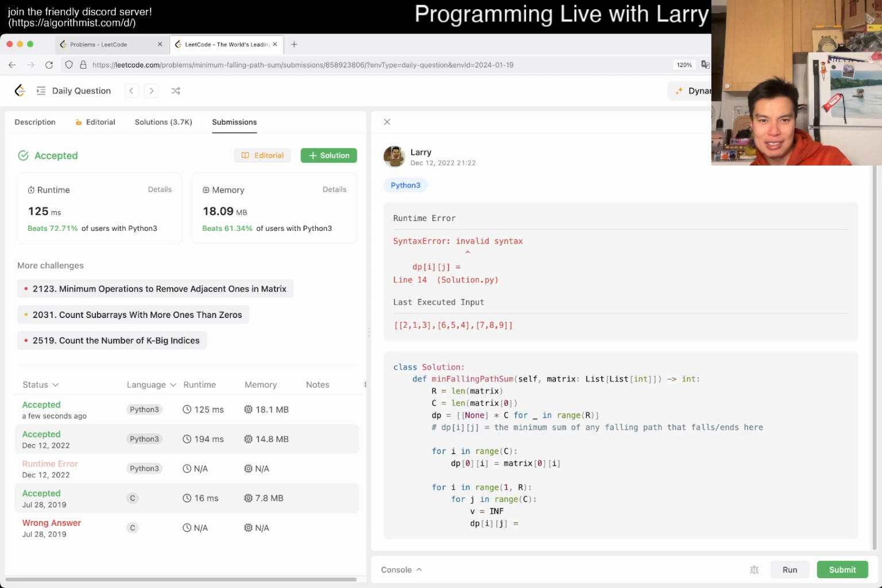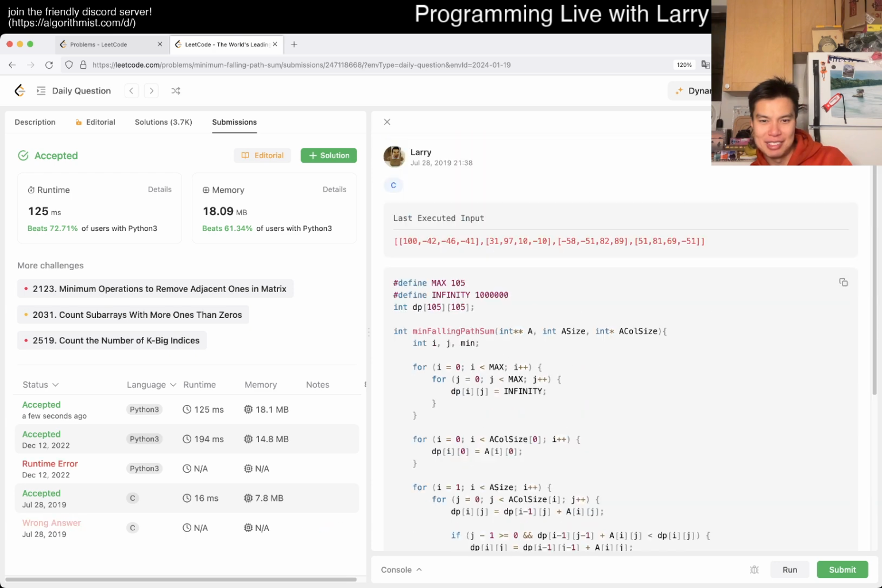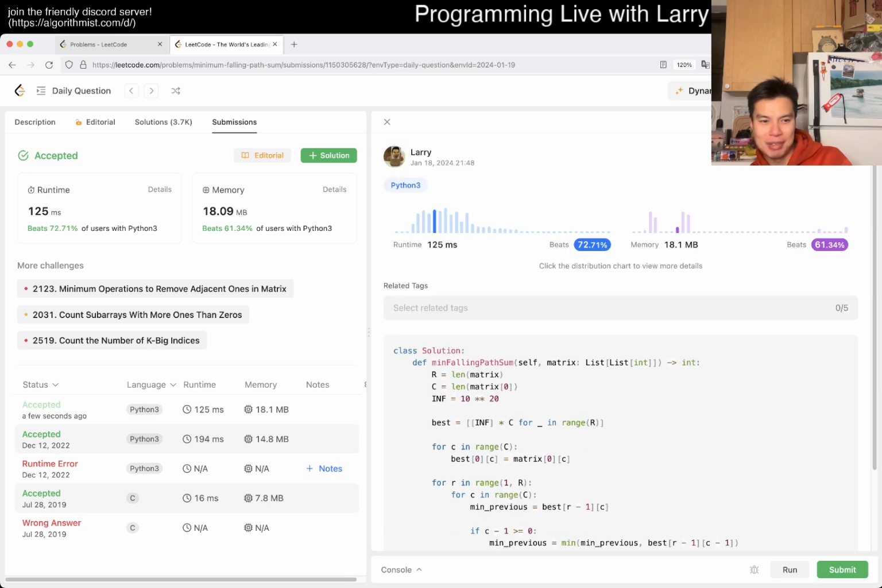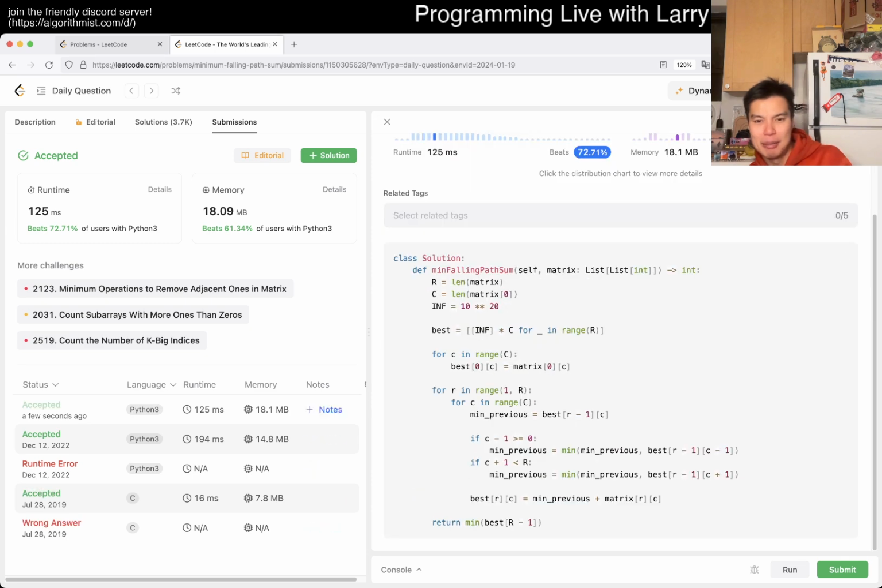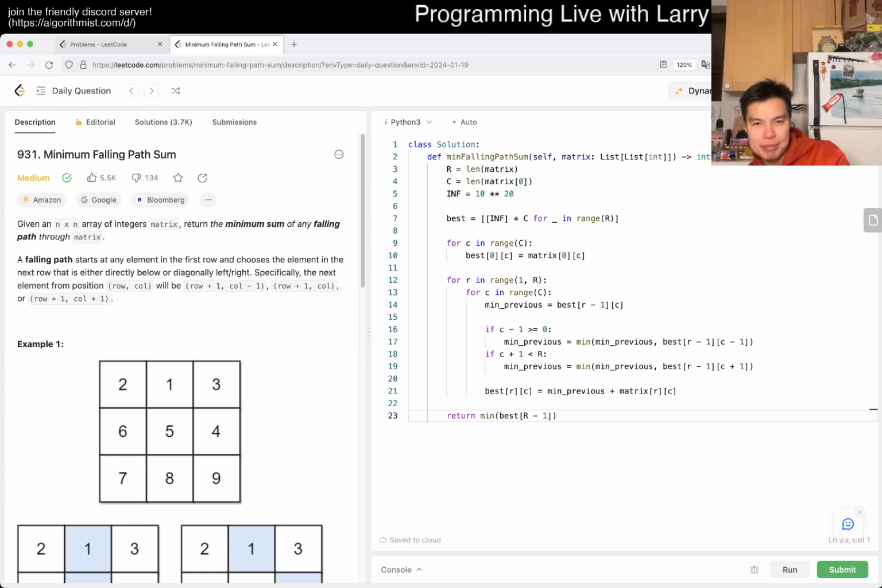Why did I get wrong answers last time? Maybe I just clicked the submit button by accident because I didn't even finish typing. Or maybe I just didn't consider negative values or something. But yeah, this is linear time, linear space. And when I say linear, I mean R times C, because R times C is the size of the input.